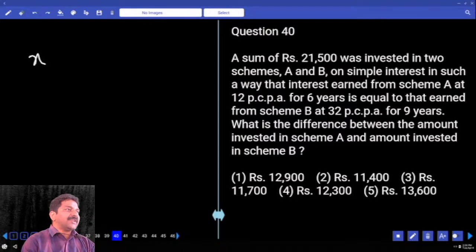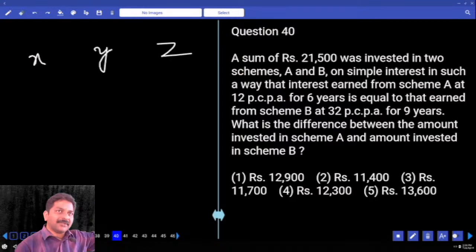Take smallest number as x, highest number as z, second highest as y. Just follow whatever they are saying.